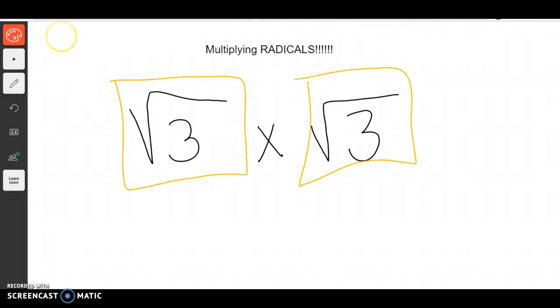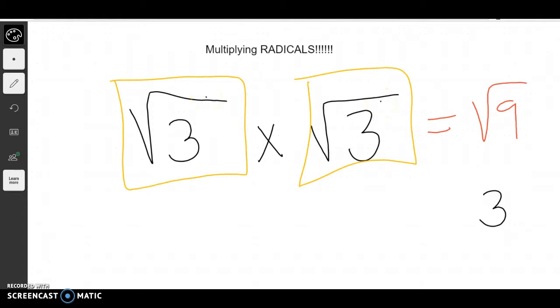So both these things have a square root, we'll multiply them both together, and we'll get the square root of 3 times the square root of 3 is the square root of 9. Well, we know what the square root of 9 is. The square root of 9 is 3. That's how you multiply radicals. You just take this square root, times it by that square root, get that.